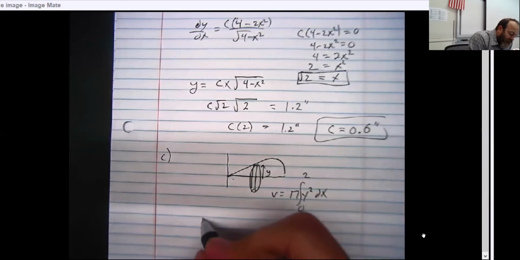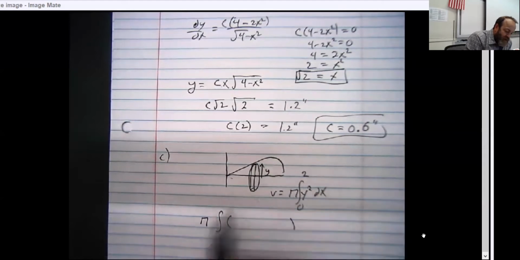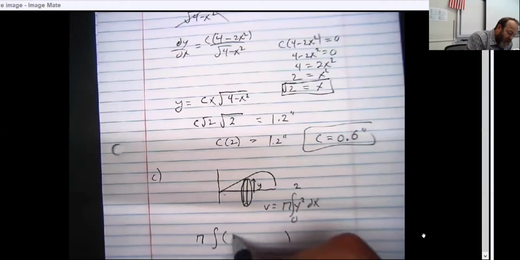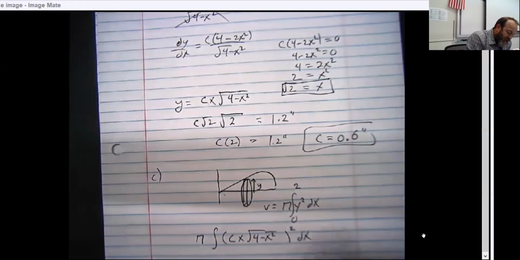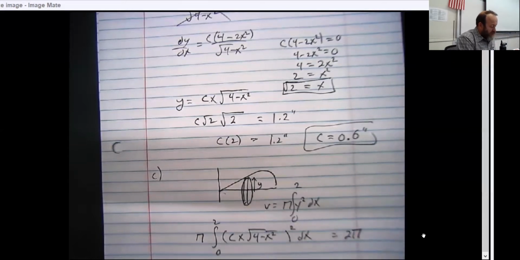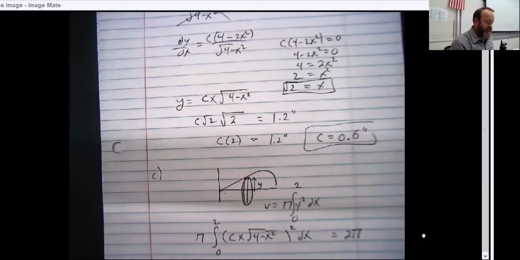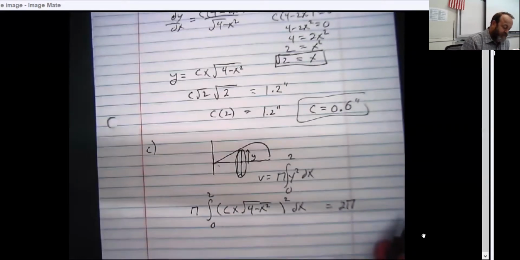So we have pi, and then we're going to take r, which was the major function that we had. I still have it written right here. So we're going to take cx root 4 minus x squared, squared, dx from 0 to 2. And it says that the volume in that given story was supposed to be precisely 2 pi. See, in our story right here, it says, for another spinning toy, they told me the answer for the volume being 2 pi. So what would that c be? So that's a little bit interesting.